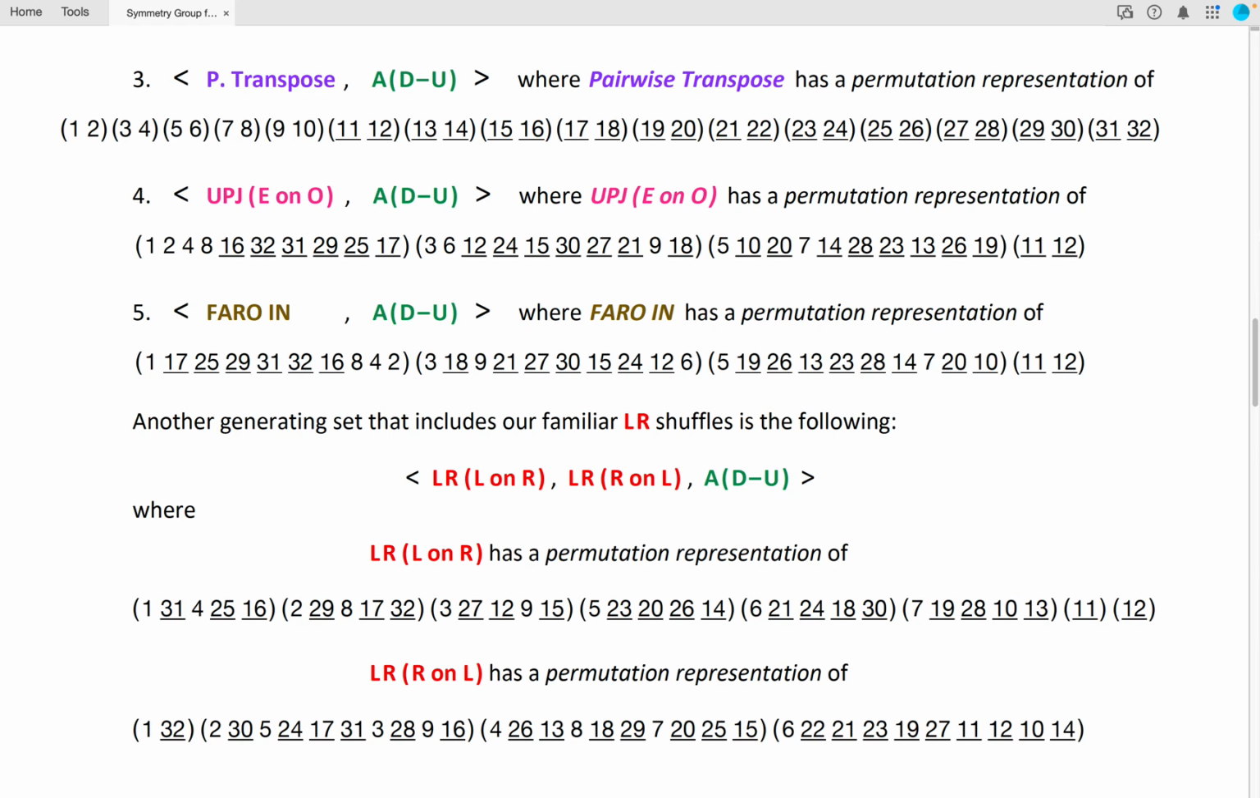And fifth, the Pharaoh in shuffle, together with the Australian down under shuffle, where the Pharaoh in has the following permutation representation. Another generating set that includes our familiar LR shuffles is the following. It's the LR shuffle in which the left pile is stacked on top of the right, and the LR shuffle in which the right pile is stacked on top of the left, together with the Australian down under shuffle.